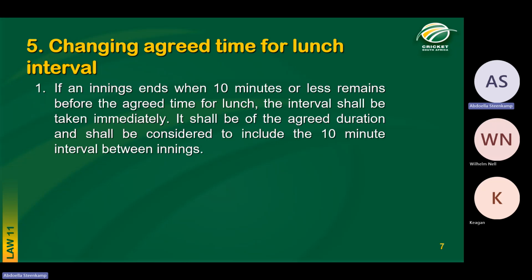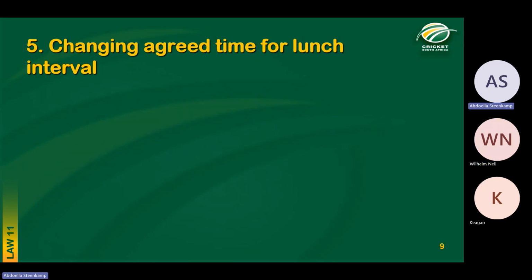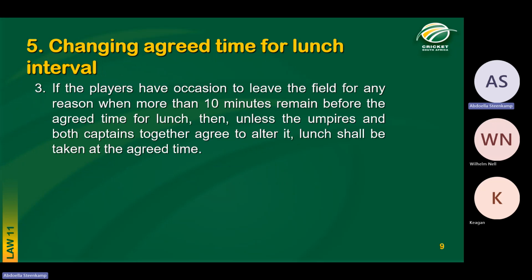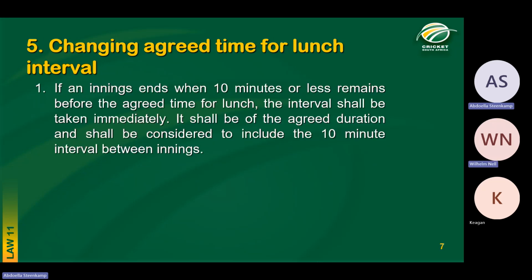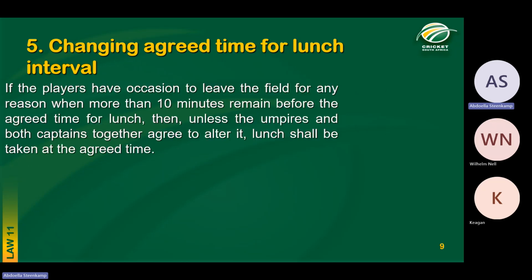If an innings comes to an end earlier, like in your case, 11:40, you need to have a 10 minute change of innings. Side B will come to bat at 12:50 and bat for 20 minutes. But clause 3 then states if there's any occasion for players to leave the field, here they are now referring to other reasons. They're covering change of innings in clause number 1. Here they are talking about other reasons and not the innings change. Okay. Happy?